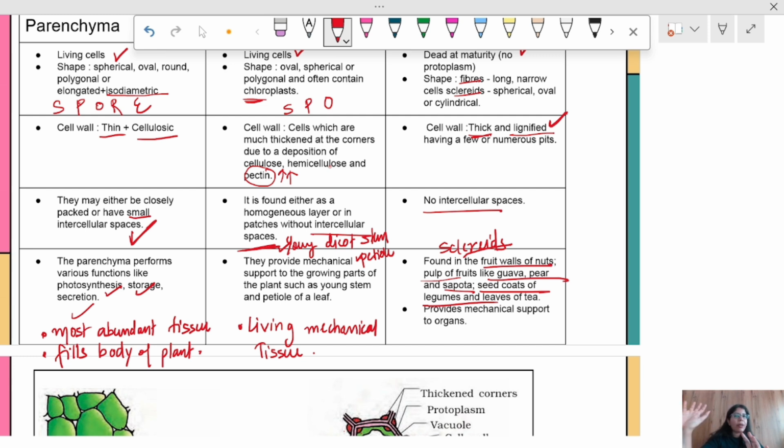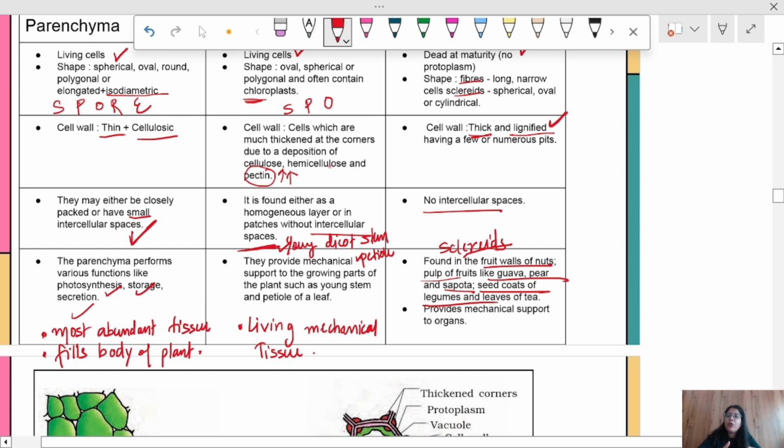Just keep it for some days and it will turn into a cream colored structure which is very tough and rigid, right? So it is made up of sclerenchyma. That's why, okay. Leaves of tea also, you will see tea leaves are very tough and rigid, not very delicate and thin structures. They have plenty of sclereids in them, right?